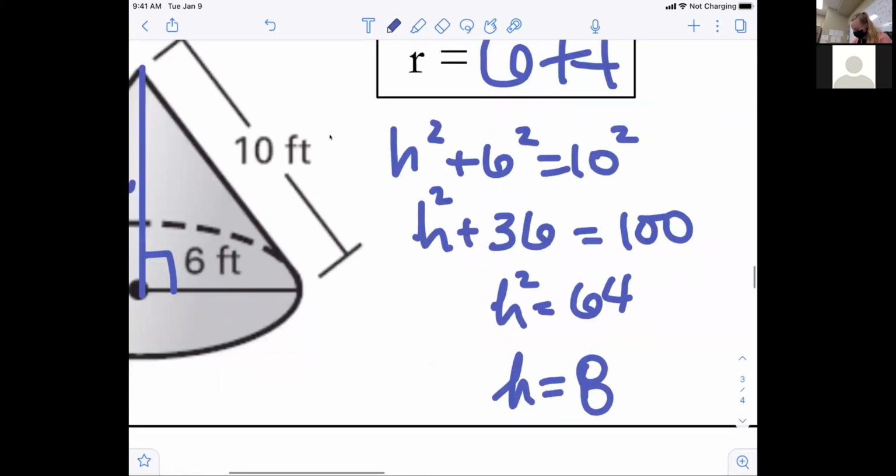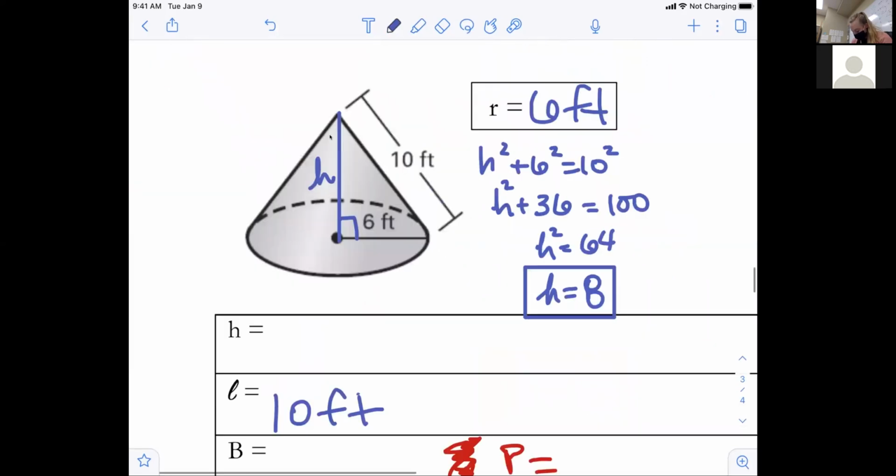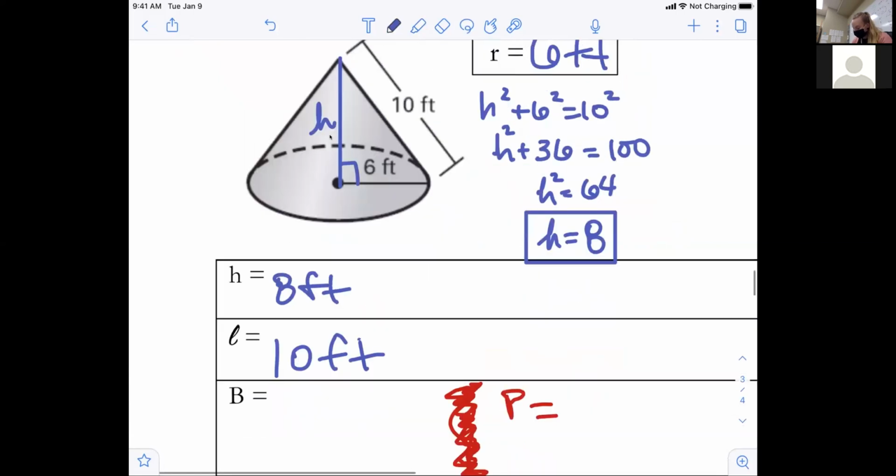Nice, I got a nice easy answer. I got 8 feet when I did my Pythagorean theorem. So that means my height is 8 feet. That's a nice, easy answer. I don't even have to do any square roots or anything. Everybody cool with that? All right, now let's find my base and my perimeter.